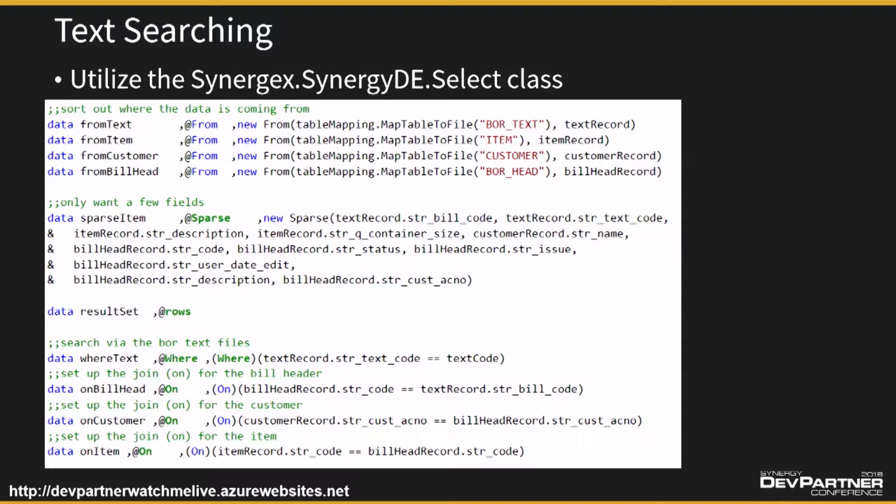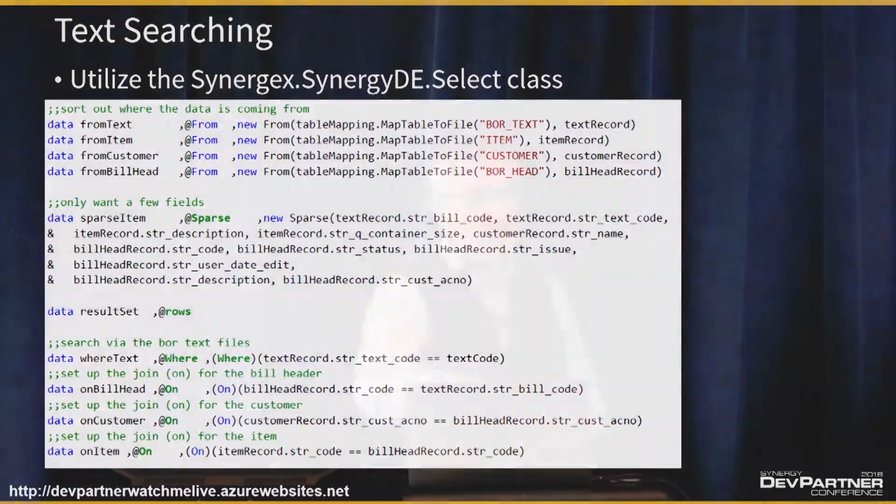First off, we're defining where we're getting the data from, and this is a series of from objects. So we're using the Synergex select class here. Now this is obviously new code. They did have existing code that used read and reads over this file and over this file, but we made the decision, because we have got the Synergy select class, to revisit how we load bills from the file.